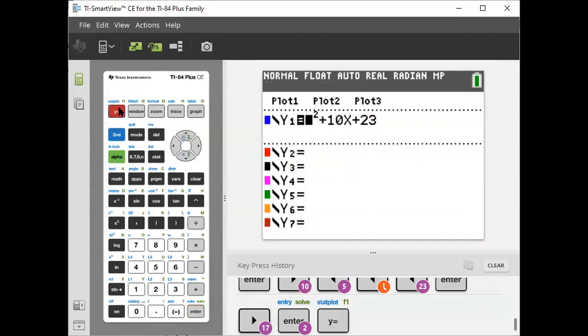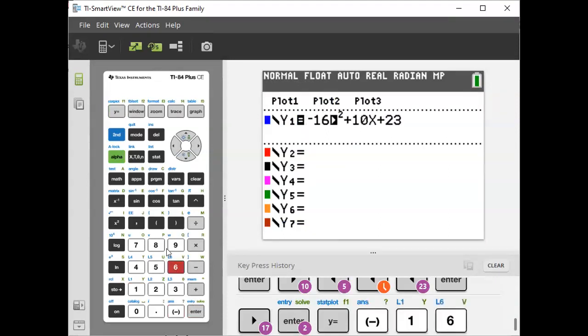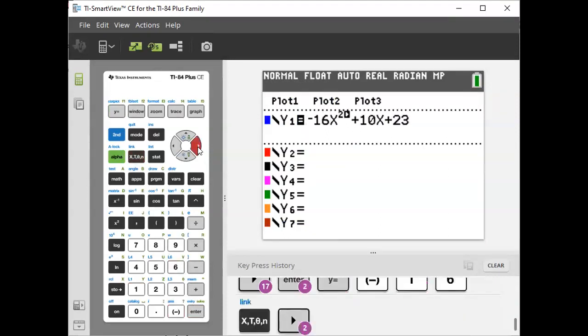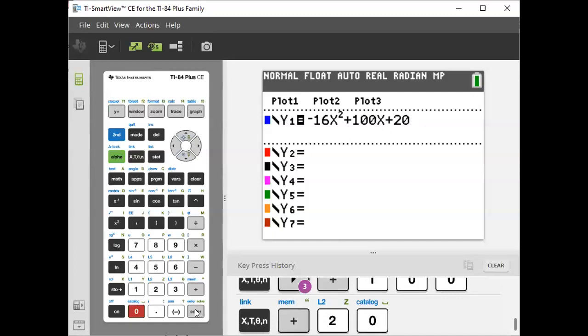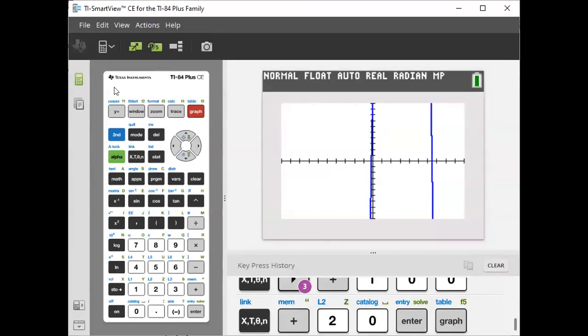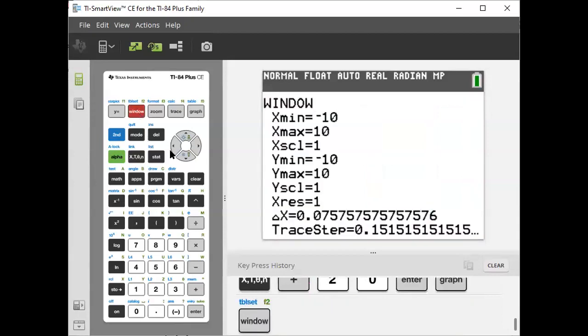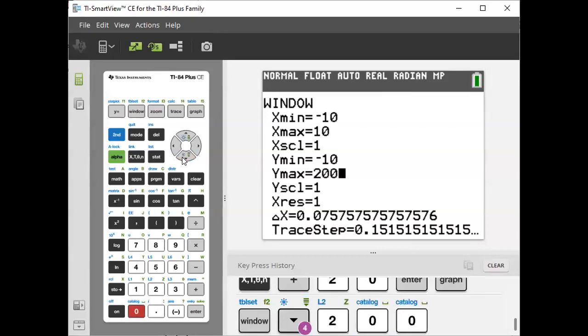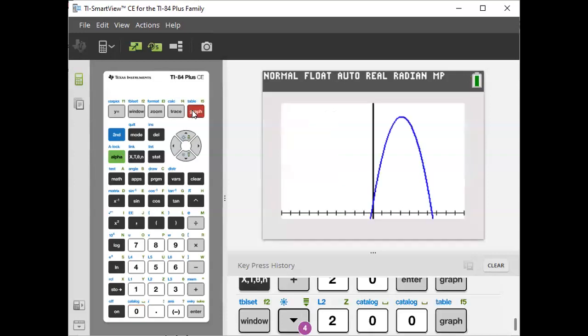So I'm going to go to y equals, and I'm going to type in -16x squared plus 100x and then plus 20. Okay, and I'm going to hit enter and I'm going to hit graph. And I already knew it was going to be a problem, right? It doesn't show. Okay, and so I can go and mess with my window and I know that my y value is going to be at least, I'm going to make it 200 because I know the answer is 176. Okay, so I'm going to hit graph now. I can see it.